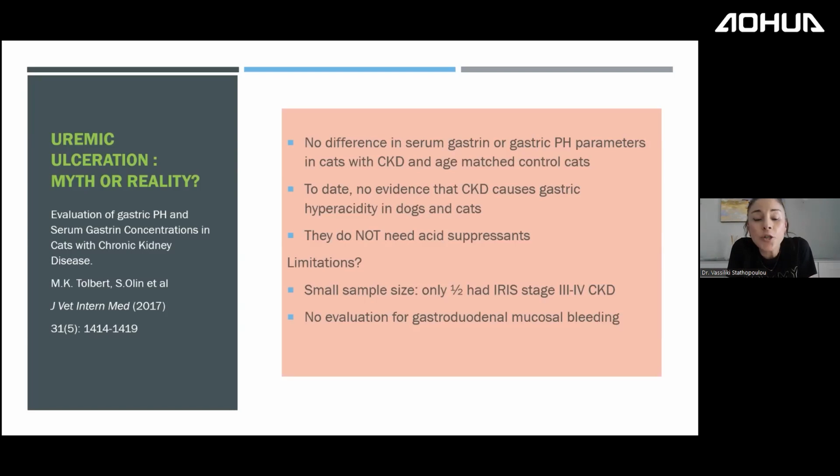Were there any limitations in this study? Yes, because the sample size was very small, so we need more studies upon that. And no evaluation for gastroduodenal mucosal bleeding was made, but this was a start. This was a start in order not to assume or take for granted that uremic disease patients might develop gastric ulcerations.